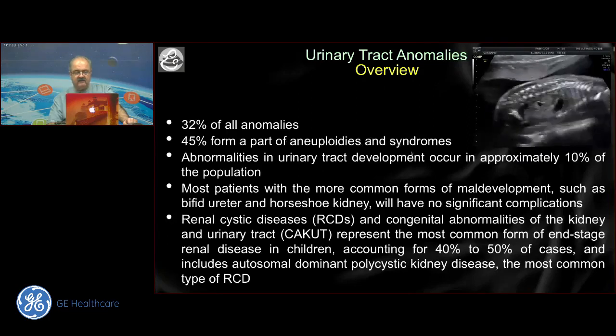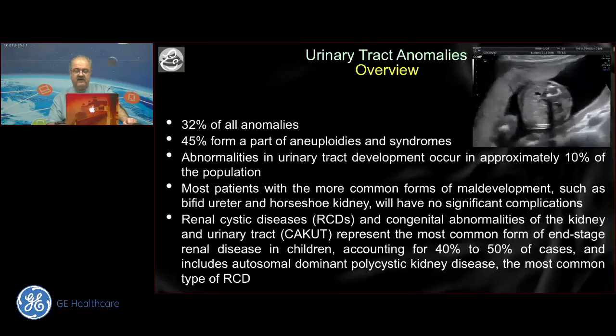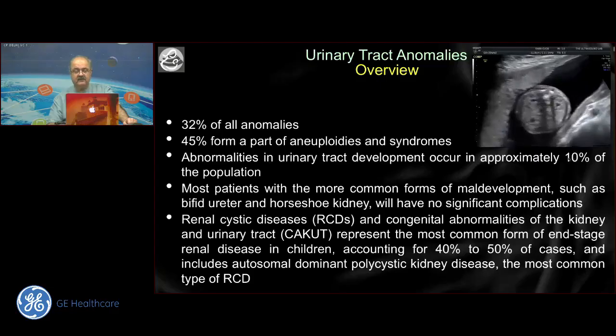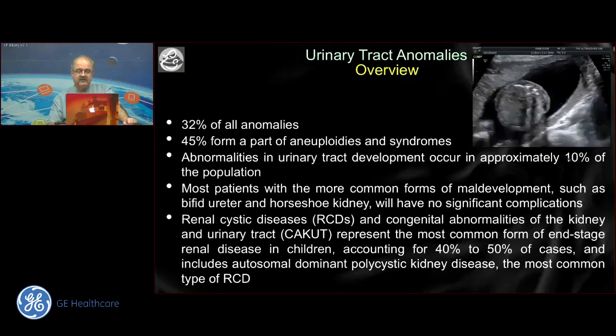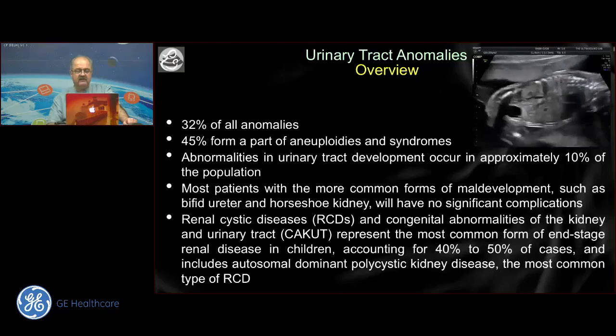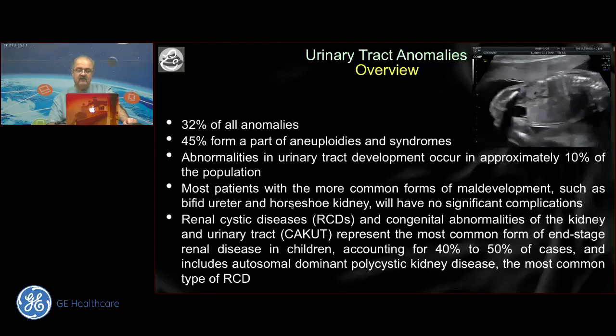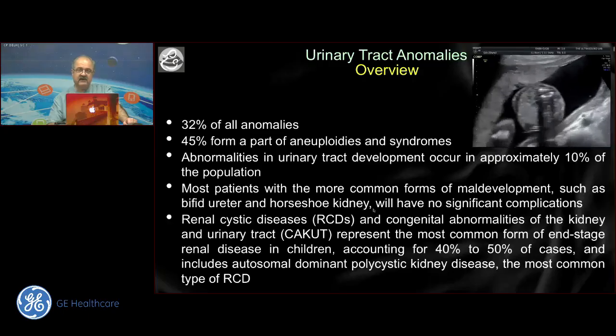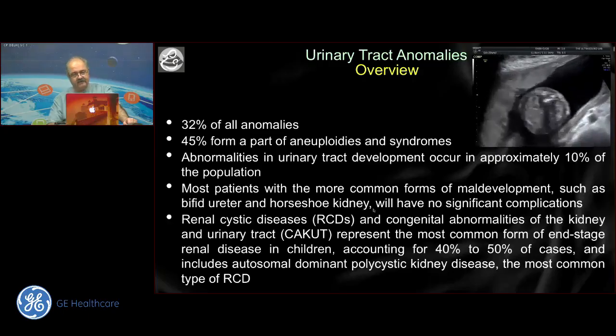There's no doubt that abnormalities in the urinary tract are very common. They're present in almost 1 in 10 people, 10% of the population. But that does not mean that they will have a clinical significance. Most patients with the more common forms of maldevelopment, such as a bifid ureter or a horseshoe kidney, will have no significant complications throughout their life, and most of these will be chance findings for some other clinical problem.